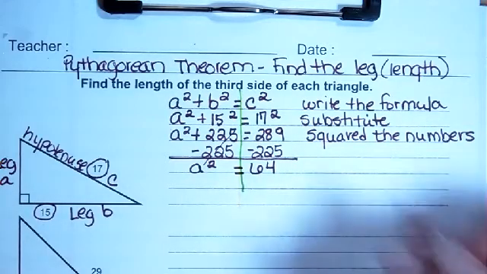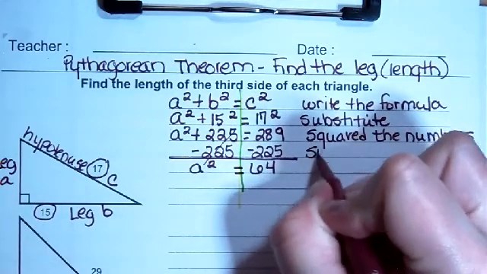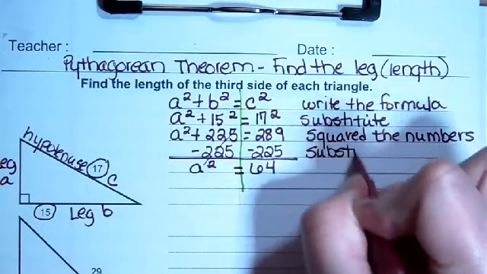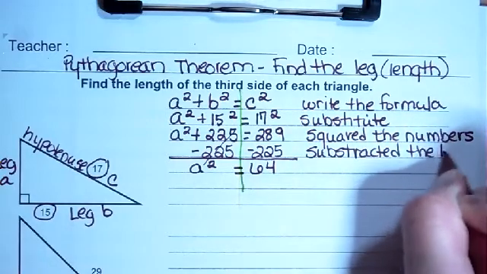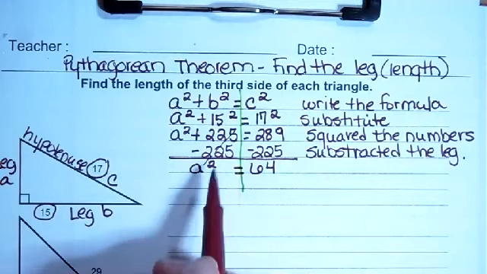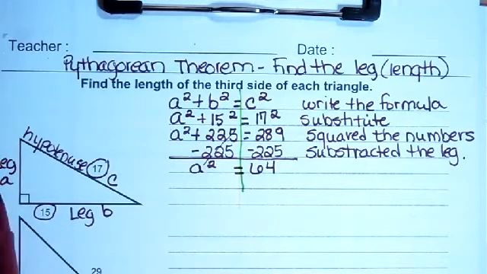So let's see, what did we do right here? We subtracted the leg. The reason I said subtract the leg is what was the 225? That came from the leg right here of 15.